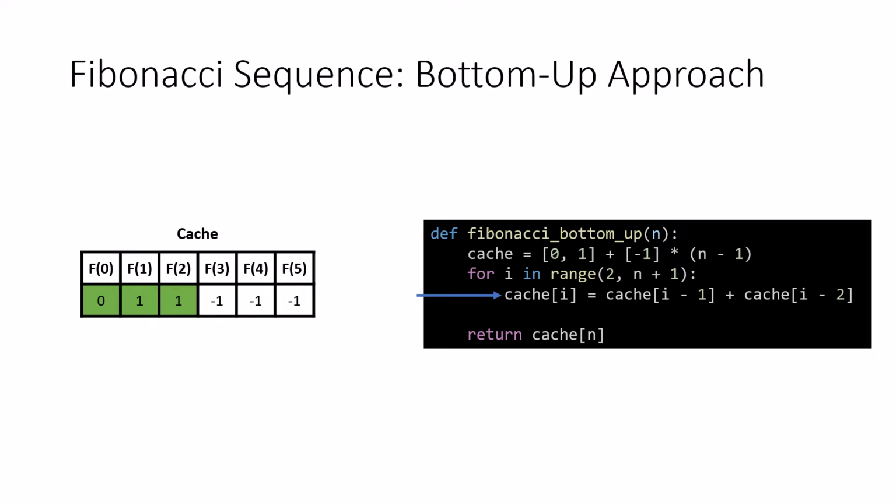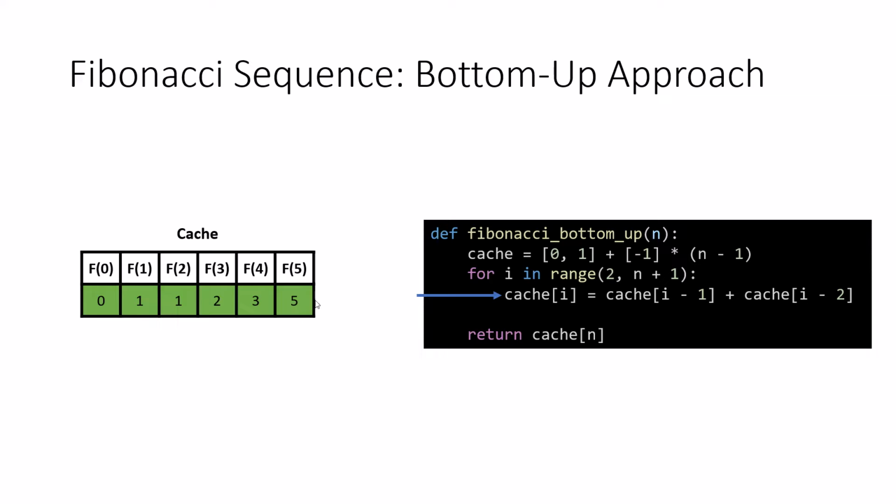The last 0 plus 1 is 1. Next is f of 3. That's going to be f of 1 plus f of 2, which is 2. f of 4 is f of 2 plus f of 3, which is 3. And then f of 5 is f of 3 plus f of 4, which is 5. So basically, I'm just making use of the last two elements of the table to build it up.